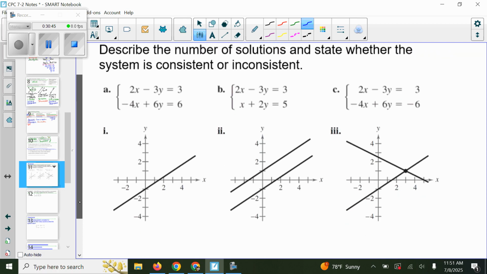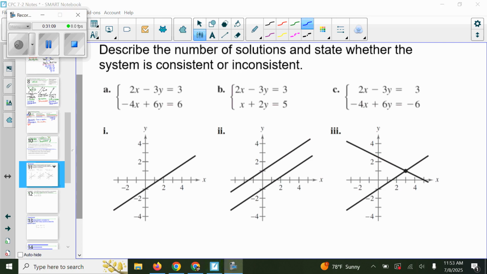I want you to pause the video, and I want you to think through: do these systems have solutions? And if they do, what do you think the solution might be? And how would you classify it? Would you say it's consistent or inconsistent? If it is consistent, is it independent or dependent? So go ahead and pause the video.